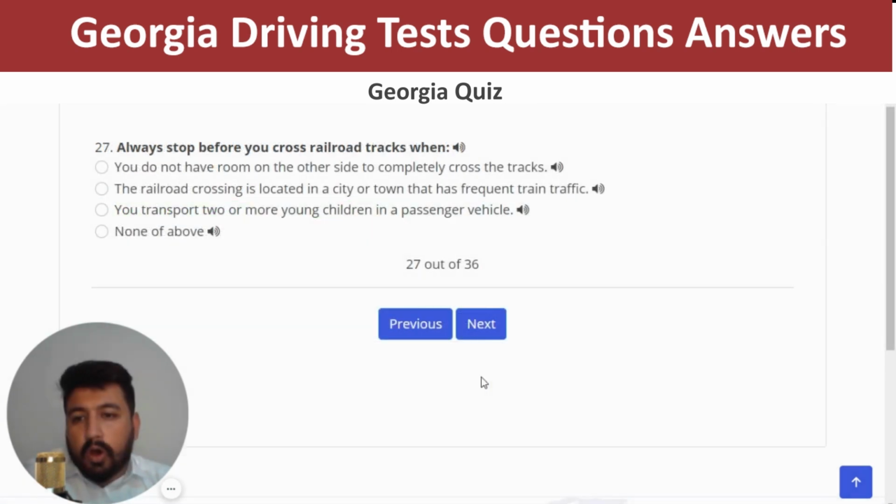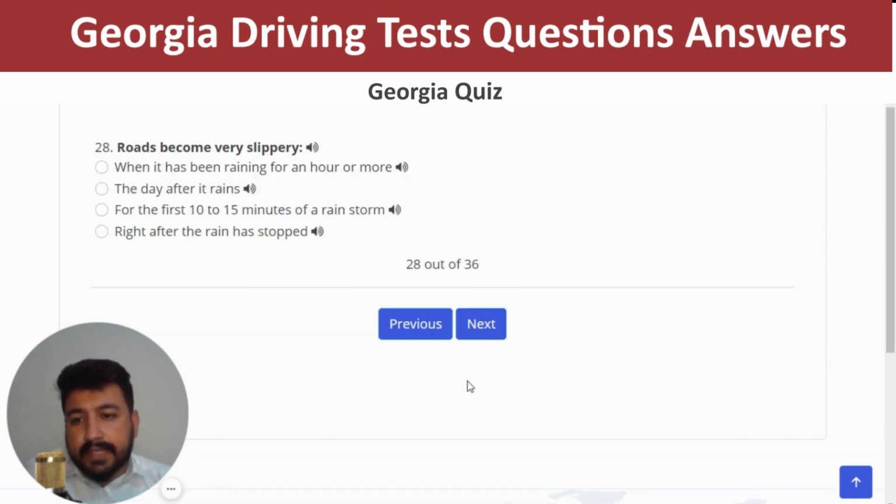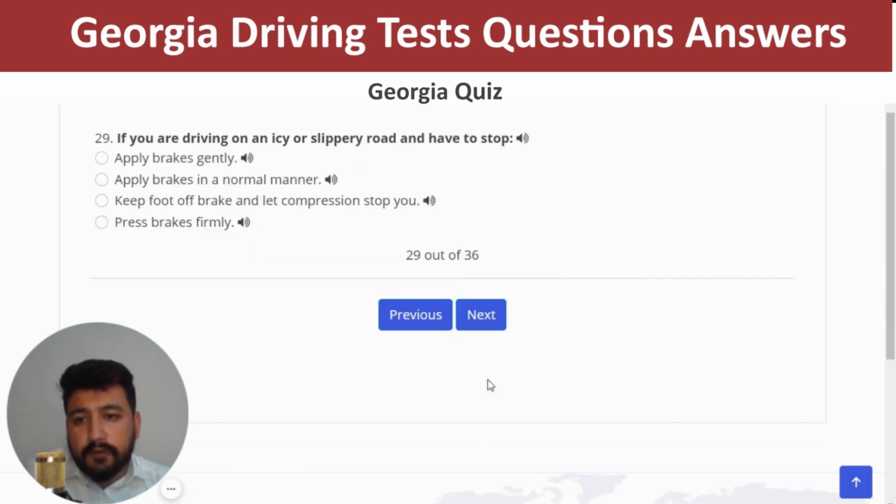Correct? And next. Always stop before you cross railroad track when you do not have room on the other side to completely cross the track, which is the first option. Correct? And next. Roads become very slippery. The right answer is for the first 10 to 15 minutes of a rainstorm. Third option. Correct? And next. If you are driving on an icy or slippery road and have to stop, the right answer of 29th question is apply brakes gently. Okay?